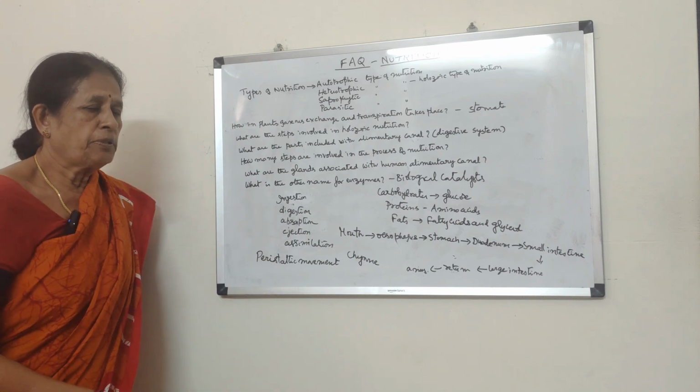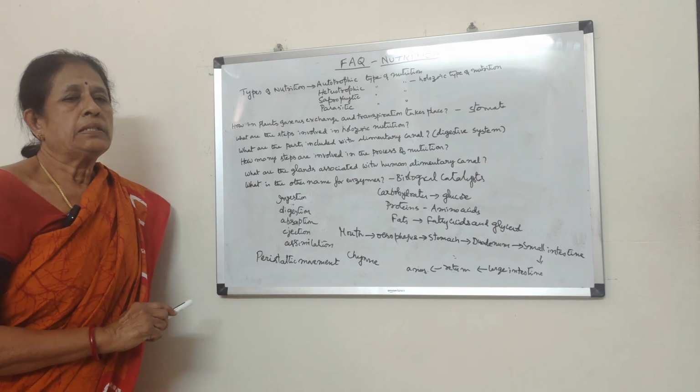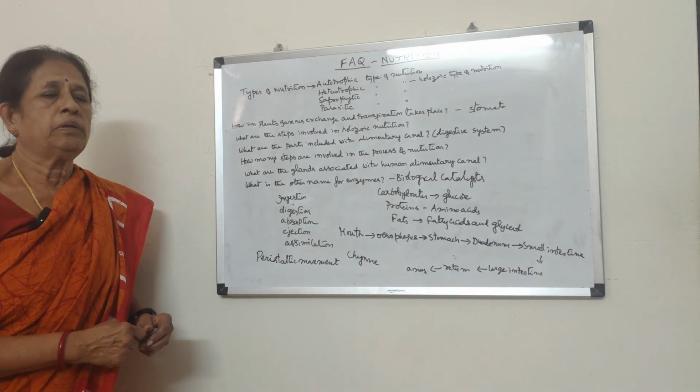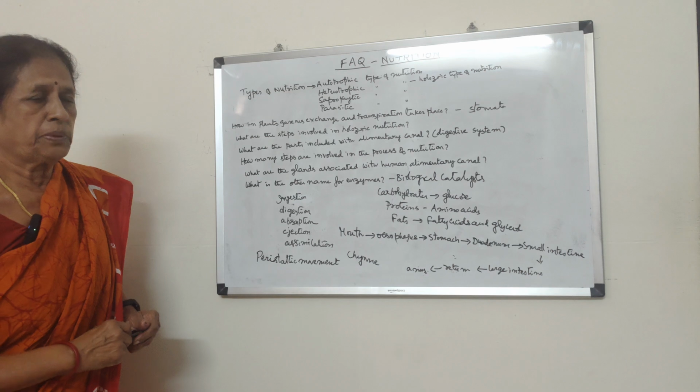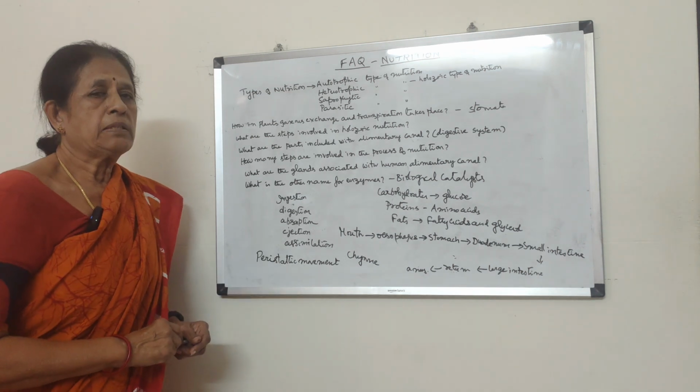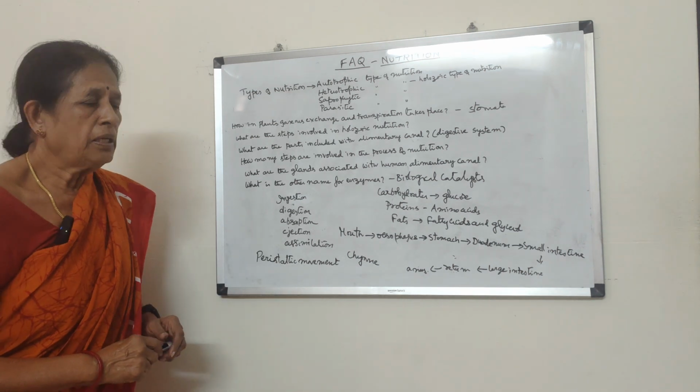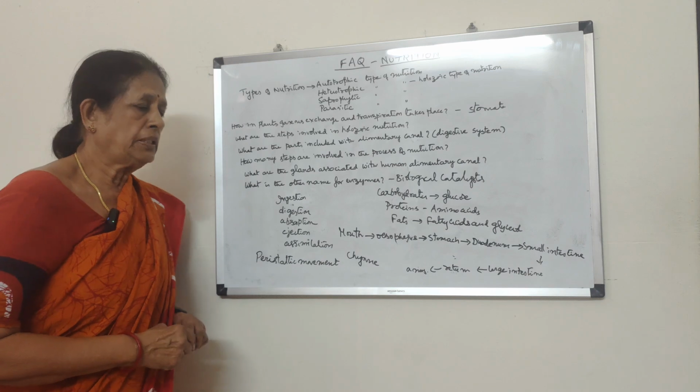Next one is absorption. What is absorption? Digested food material will get absorbed in the body in the small intestine. That process is called absorption. And egestion. Undigested food material will be sent out of the body. That process is called egestion.